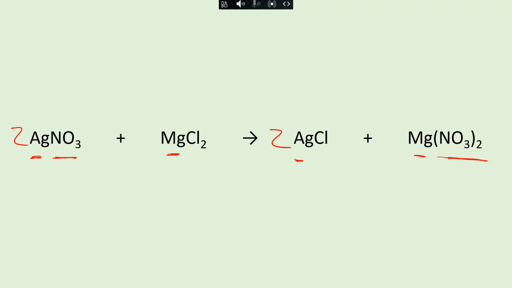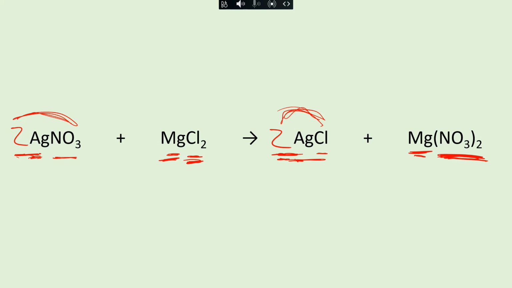Now we'll look at chlorine, because in making it 2 silver chlorides, I needed to have 2 chlorines. But that's okay, because at the start I did have 2 chlorines. It is now balanced, okay? Because we've got 2 silver at the start, 2 silver at the end. 2 nitrates at the start, 2 nitrates at the end. 1 magnesium and 2 chlorines at the start, 1 magnesium and 2 chlorines at the end. It's balanced.